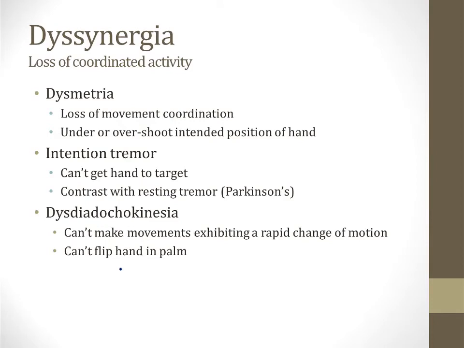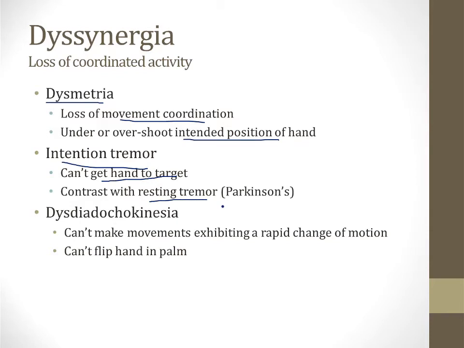Dyssynergia is loss of coordinated activity, and it can manifest in a number of different ways. First of all, you can have dysmetria, which I mentioned before. This is loss of movement coordination where patients under or overshoot the intended position of their hand. This can be tested clinically by asking the patient to touch their nose and then touch your finger repeatedly. Dyssynergia can also manifest as an intention tremor. You can't get your hand to a target. This is in contrast to the resting tremor that can be seen with Parkinson's.